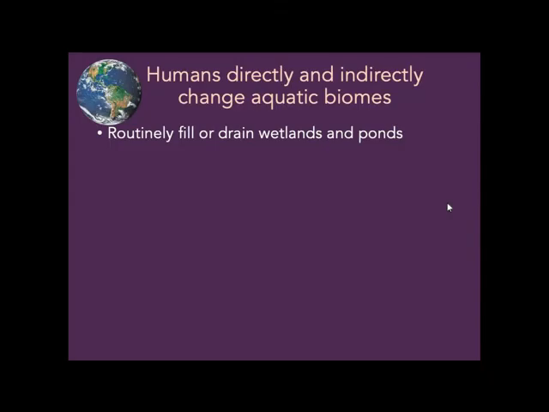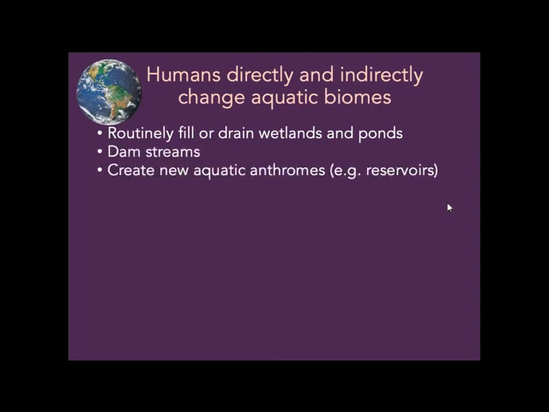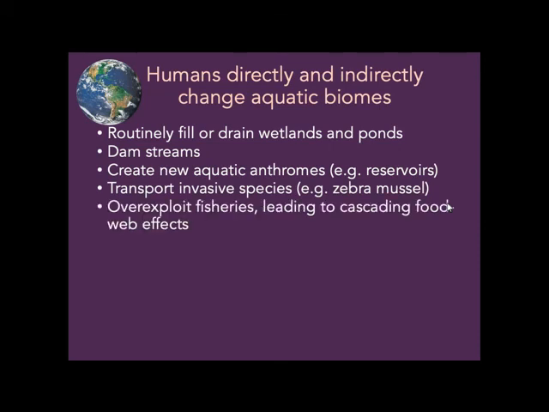All right, so we are constantly doing things that affect aquatic biomes. We will fill or drain wetlands and ponds for different reasons. We will dam streams. We will create new aquatic anthromes. An anthrome is like an anthropogenic biome. A reservoir, for example, is a man-made kind of biome that we've created. We transport invasive species like zebra mussels from one place to another. That affects the ecosystem in those places.